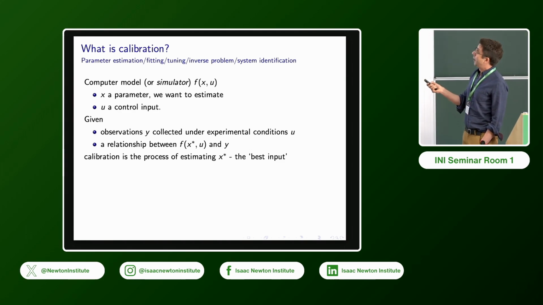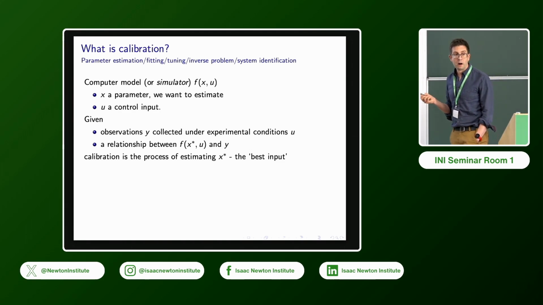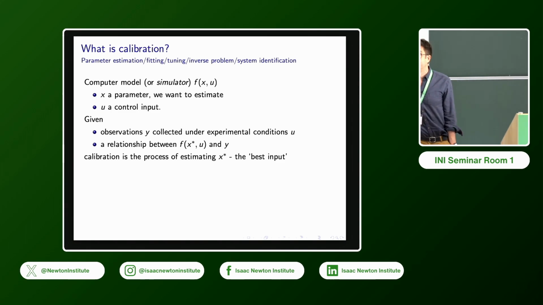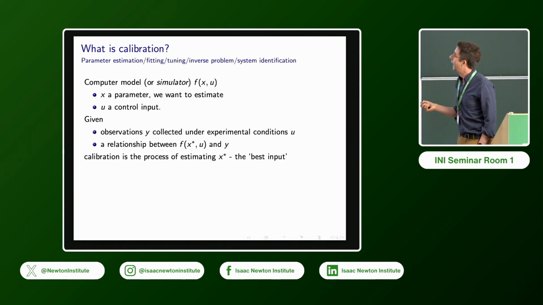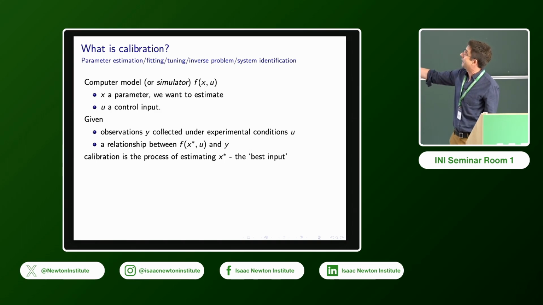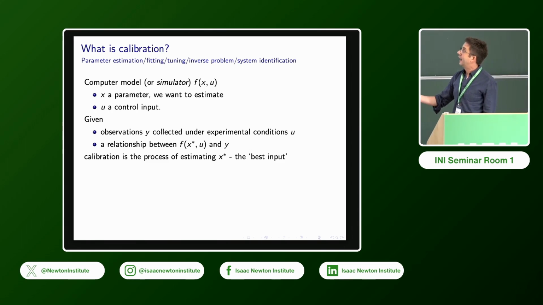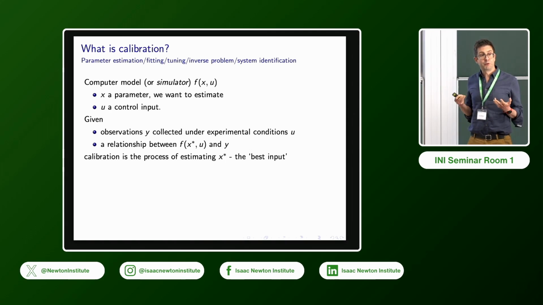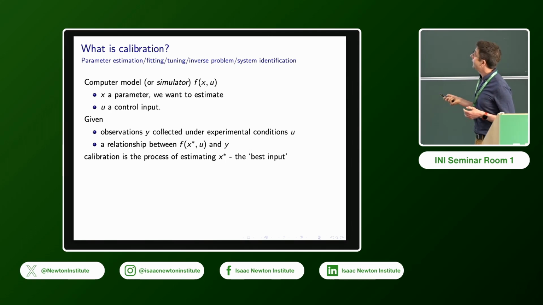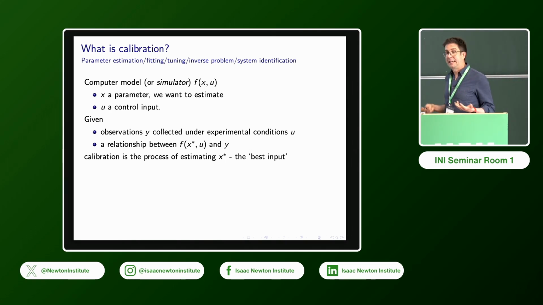So, given a model, f, we're going to then be given some data, some observations on a real process, a real physical thing. They're going to be collected under some collection of experimental conditions that might relate to this control variable u in some way. Okay. And maybe they'll give us a hint about how the simulator relates to the data. And what we're going to want to try and do from y is estimate the best input parameter, which I'm going to call x star here.